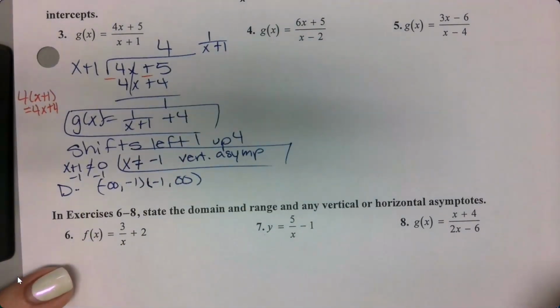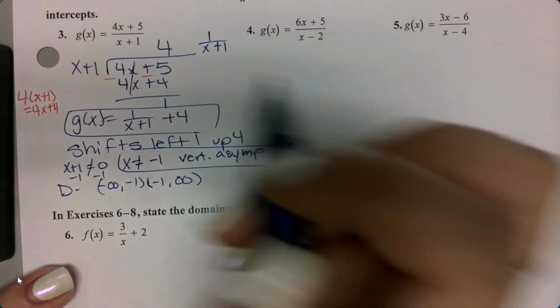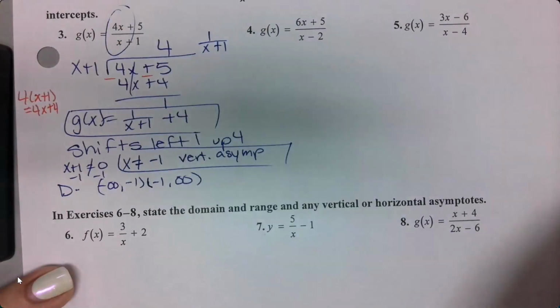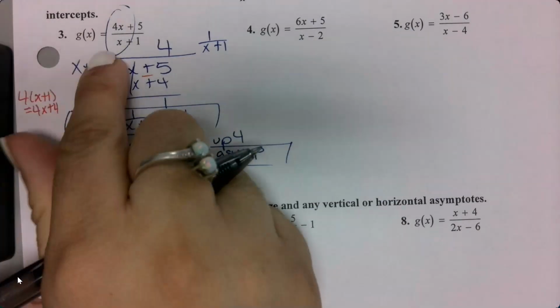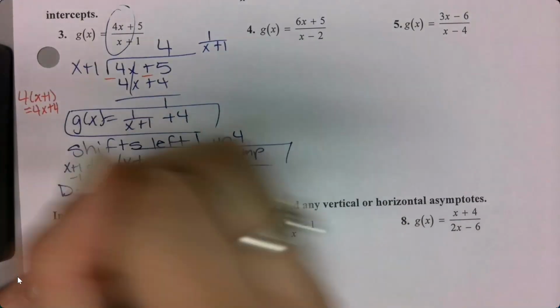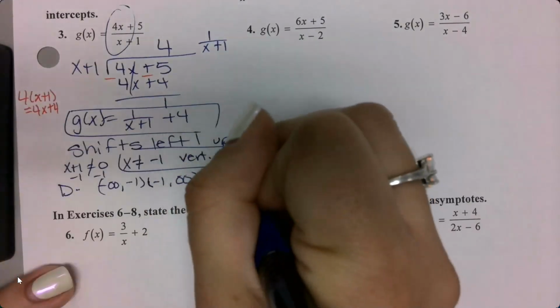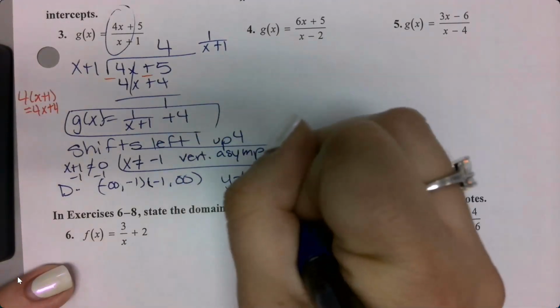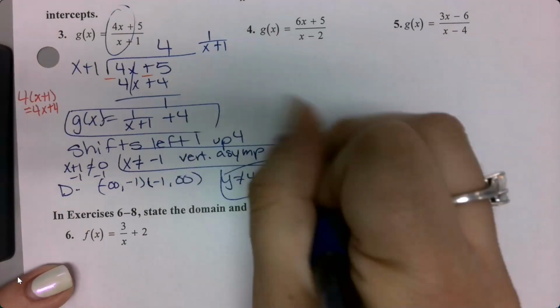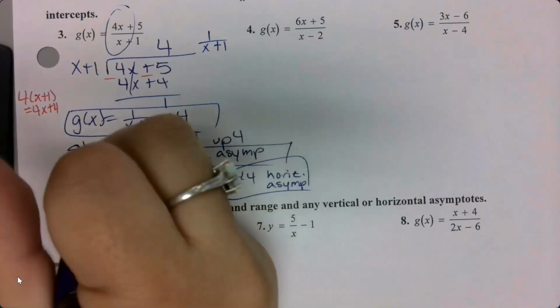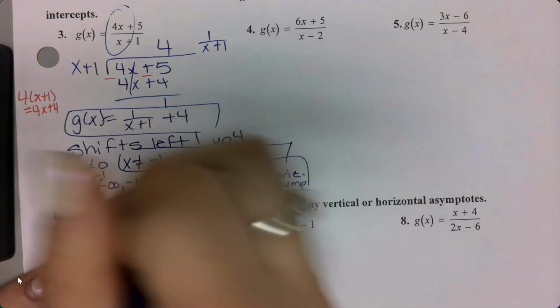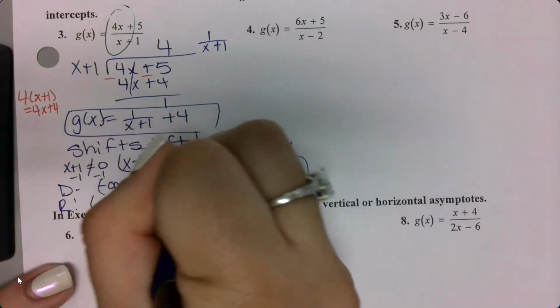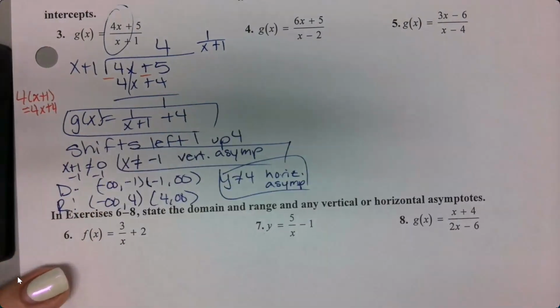My range has a horizontal asymptote. If these are the same exponent, I just divide the coefficients, so 4 divided by 1. So y can't equal 4 for my horizontal asymptote. And then my range is going to be negative infinity to 4, and then 4 to infinity.